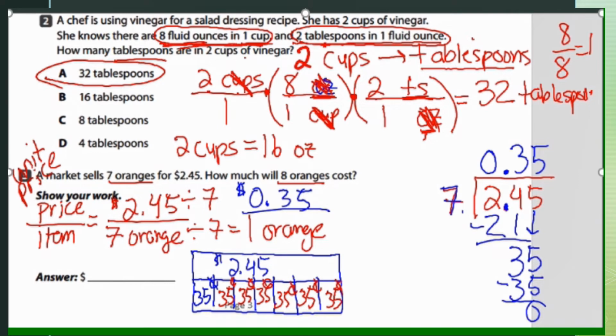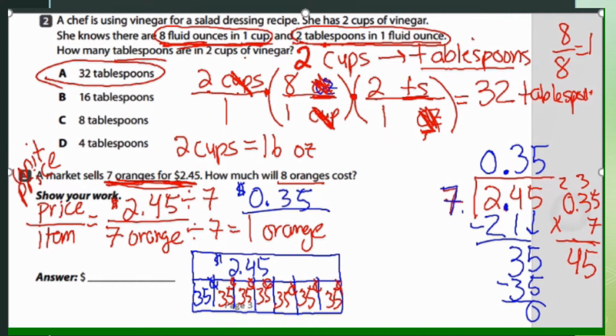So if you check your work, you can say, okay, if 1 orange costs 35 cents, then if I buy 7 oranges, it should be equivalent to 245, because that's what the question said. So I got my unit price, how much 1 orange costs, and then I can check it by using the inverse operation. So 7 times 5 is 35. And then 7 times 3 is 21, plus 3, 24.